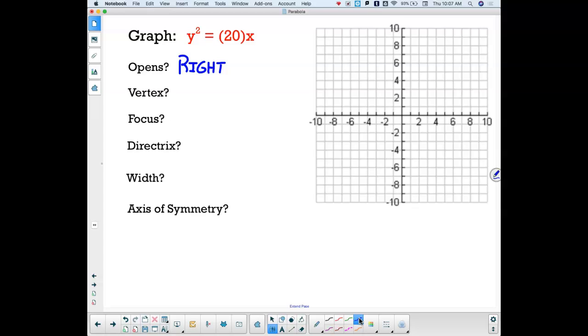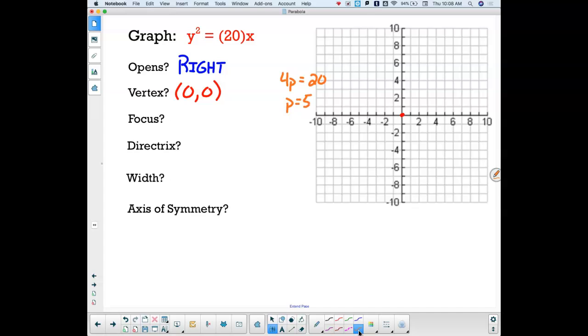Where is the vertex? It's at the origin, because there's nothing attached to the x and there's nothing attached to the y. So it starts at the origin. Hold off on that one for a second. First, we've got to find what p is. 4p is how much? 4p is 20, so p is 5.